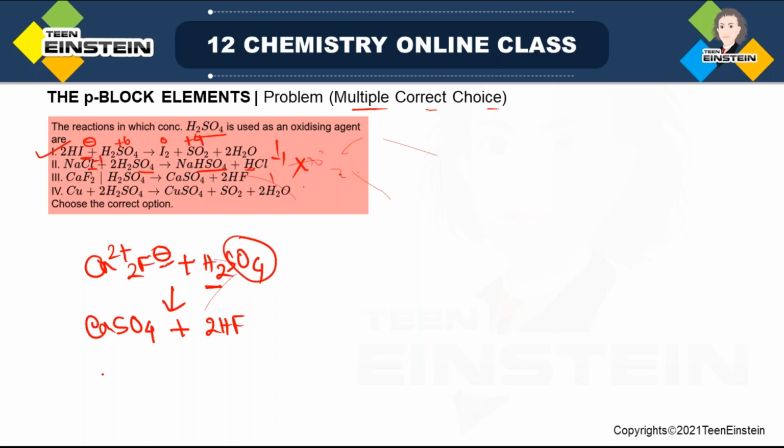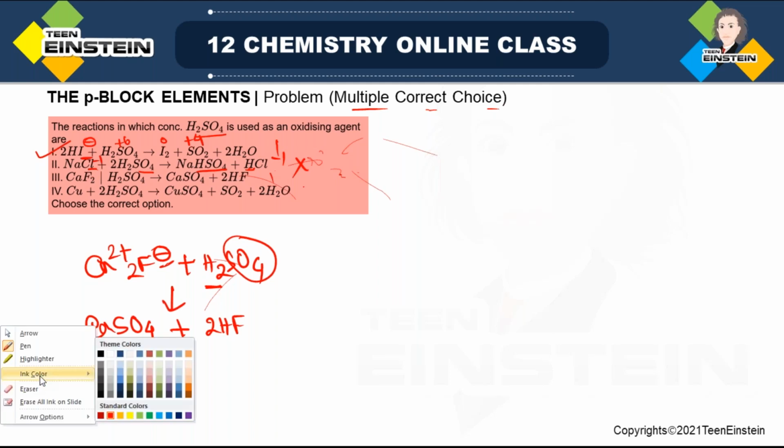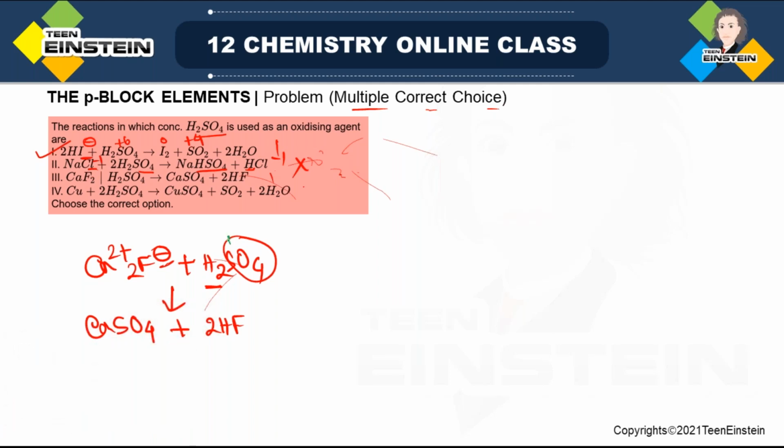And sulfur also has the same oxidation state. This is +6. This is also +6. So this is not an example of an oxidation reaction. Then come to the last one.